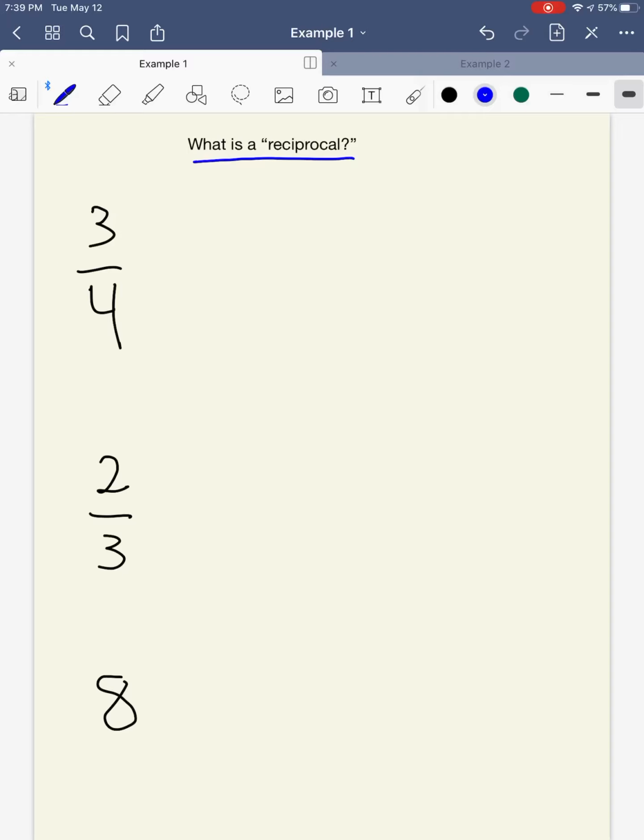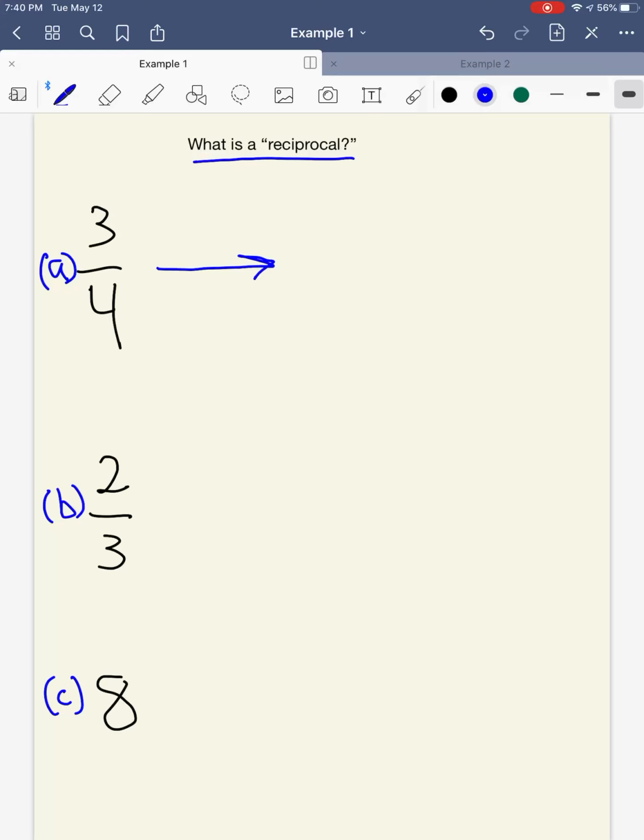So I have 3 examples here. I have 3/4, I'll label that A. I have 2/3, we'll call that B. And we'll have 8 labeled C. As you can see, I'm still good at coming up with clever names for things. And I'm going to show you an example of a reciprocal, and I'm going to see if you can figure out what it is or how it works, okay?